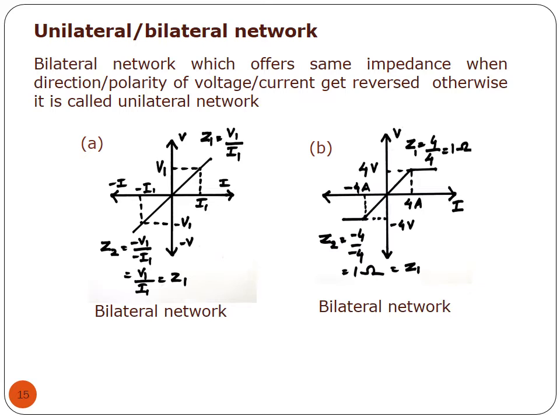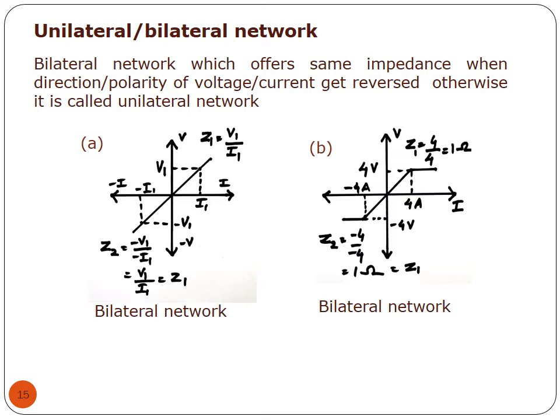Now let's understand the unilateral and bilateral network. A bilateral network offers the same impedance when the direction or polarity of voltage or current gets reversed; otherwise it is called a unilateral network. Let's understand figure 1. Here the V-I characteristics graph is given, and here the equation of a straight line is given.